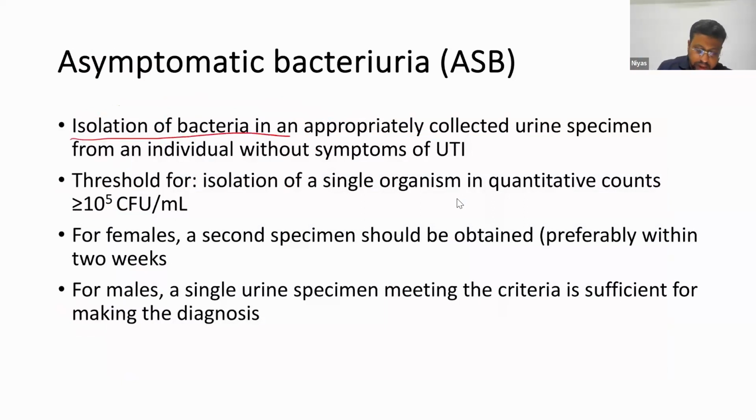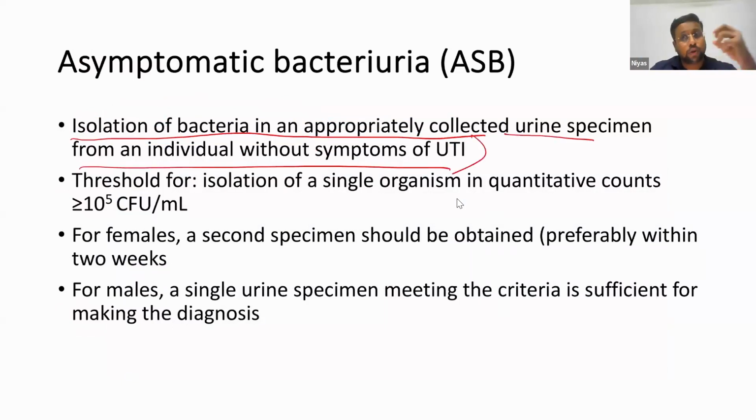this is isolation of bacteria in an appropriately collected urine specimen from an individual without symptoms of urinary tract infection. And this has to be collected in a particular threshold. To say that asymptomatic bacteriuria is there, the organism should be found in a level more than 10 raised to 5 colony forming units per ml.